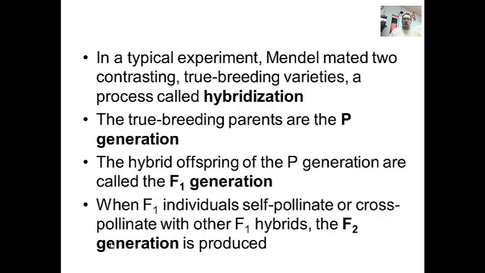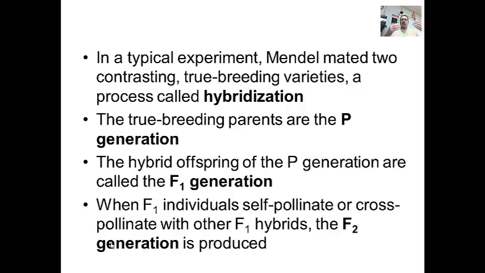So, in his experiment, what he would do was hybridize a true breeding purple with a true breeding white, or whatever the traits were, seed color, wrinkled or round seed, but he would only put in what's called the P generation, the parent generation, the opposing homozygous dominant and recessive, and breed those together.